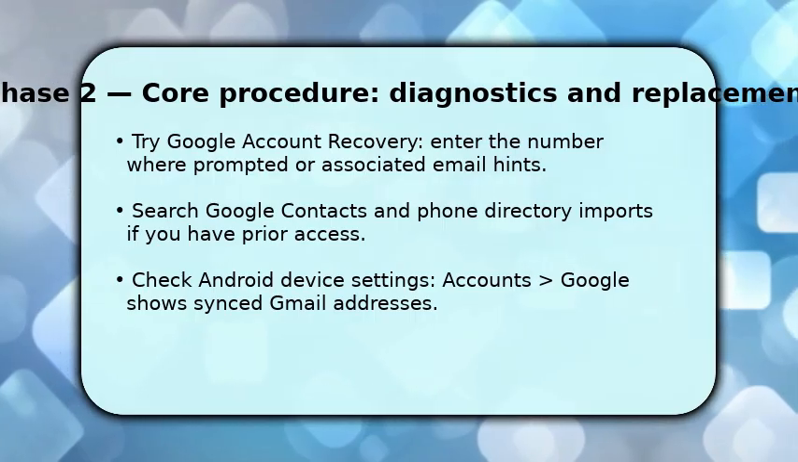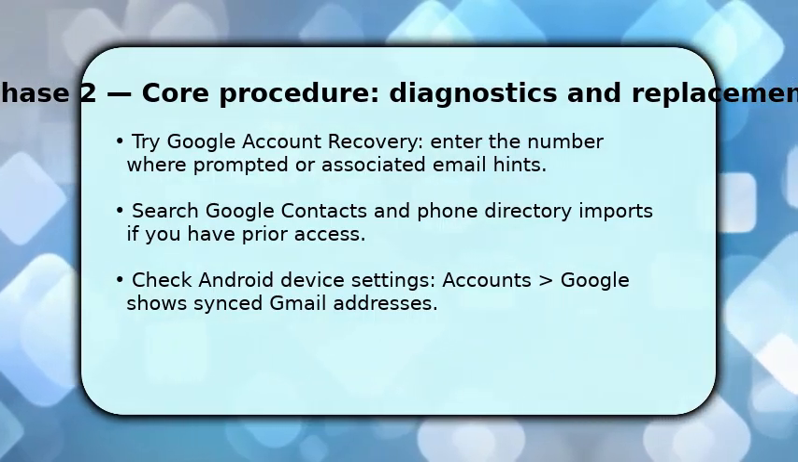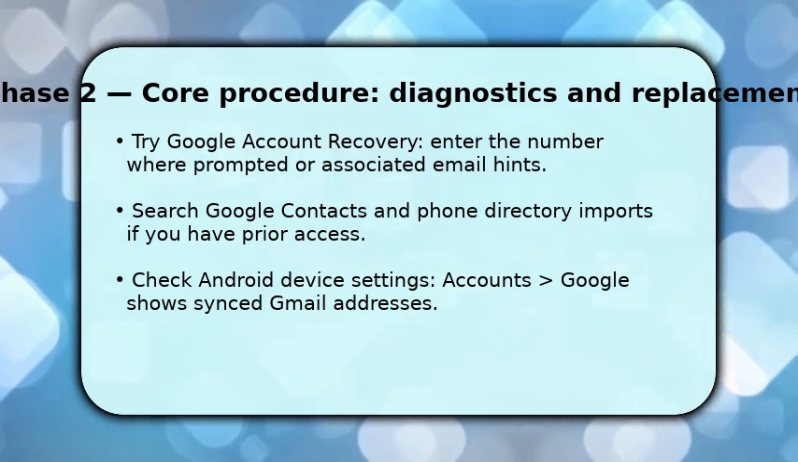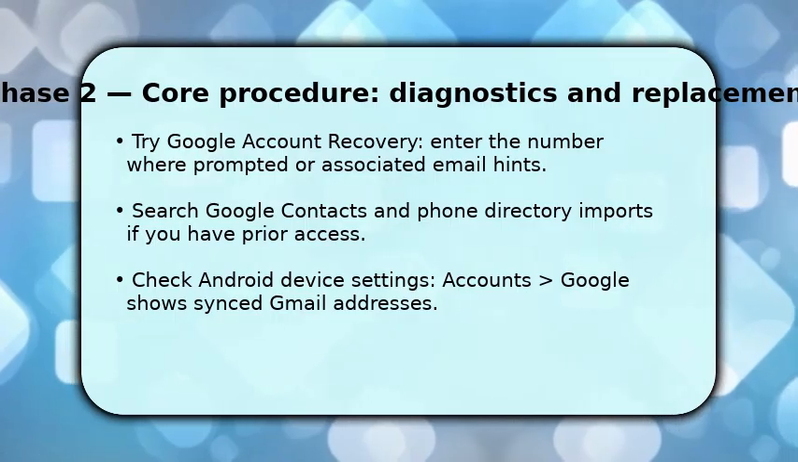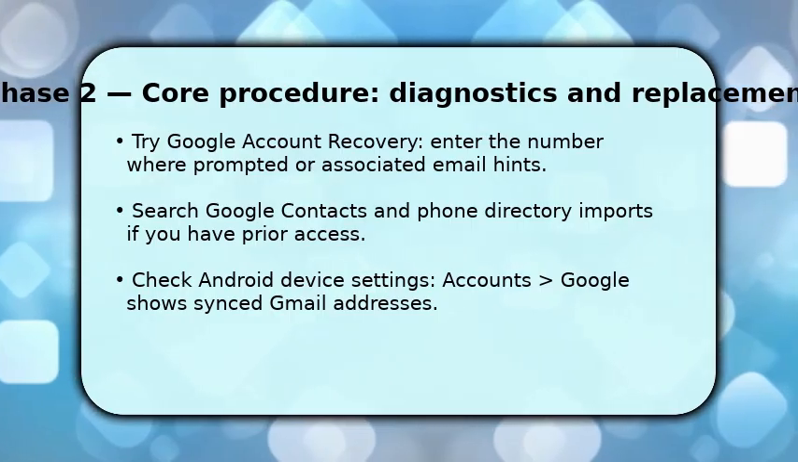If you have device access, check Android Settings, Accounts, Google to reveal synced Gmail addresses. Also consider importing contacts or using the phone's dialer search. These methods work because devices often map numbers to stored accounts and reveal associated accounts.